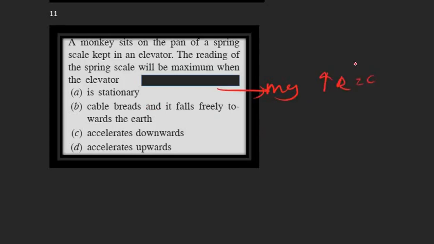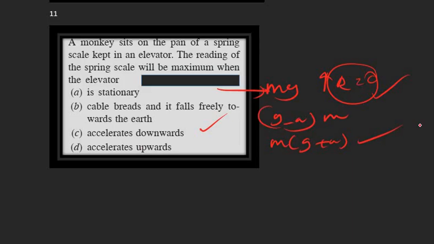We know that. And the cable breaks and it falls freely, again no reaction. Actual reaction will be 0 by then. Acceleration downwards, g minus a, so m into g minus a. Acceleration upwards, m into g plus a. You should know these by doing questions. Actually, if you remember it, that's perfect, correct. So D is our answer.